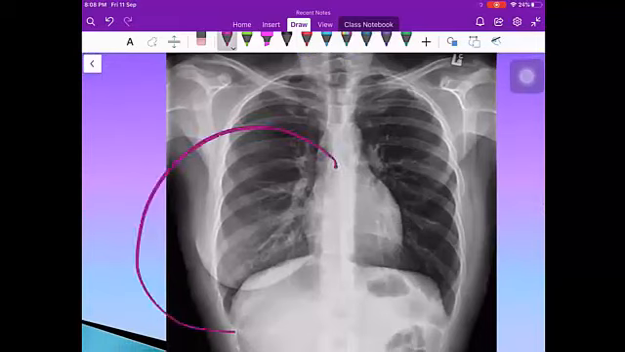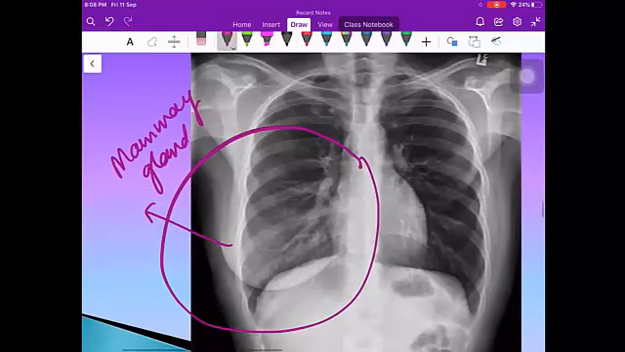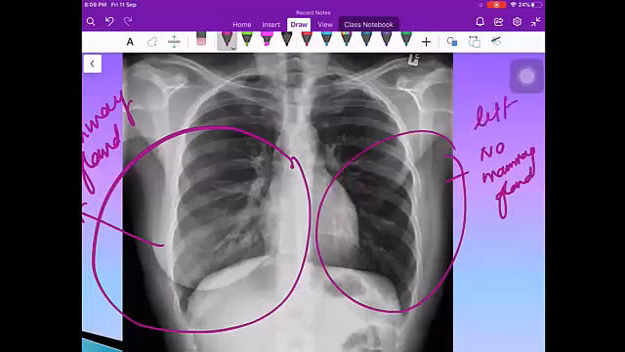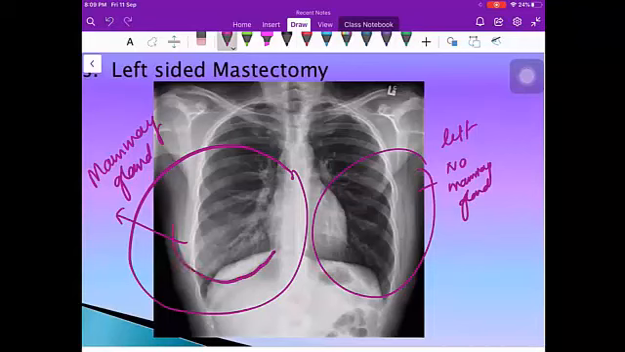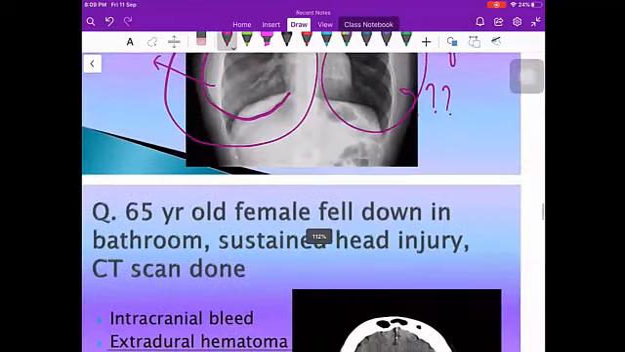And if you see, there is only one shadow of a mammary gland. On the other side, there is no mammary gland shadow. So this is a left-sided mastectomy, must have been done for breast cancer. Okay, mastectomy done for breast cancer. You can very well appreciate the margins of the breast. Here there are no such margins. So this is mastectomy being done for breast cancer.